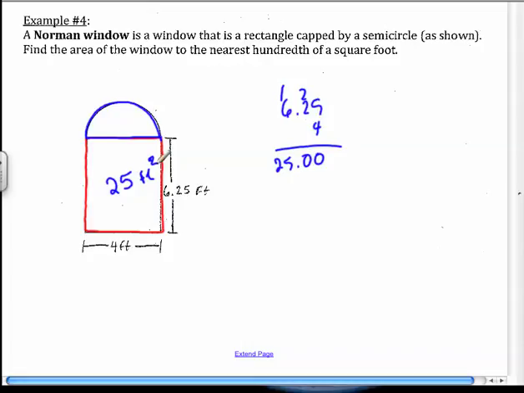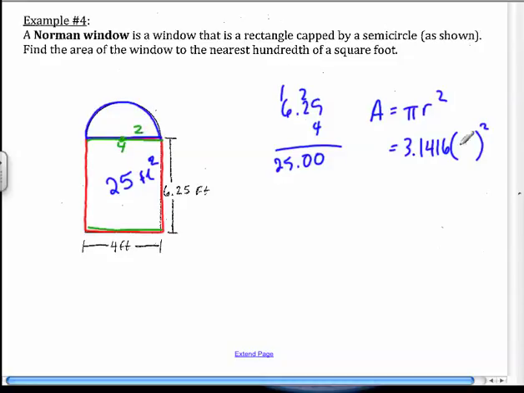Okay, now I need to find the area of this circle. To find the area of a circle, I'm going to use pi r squared. And for pi I'm going to use 3.1416. That's the approximation that we're using. But I need to know the radius. Well, wait a minute. Down here at the bottom of this rectangle it says the distance across is 4. That means that the distance across this is also 4. But that would be the diameter of that circle. I don't want the diameter of that circle. I want the radius, which is half of that, which is 2.